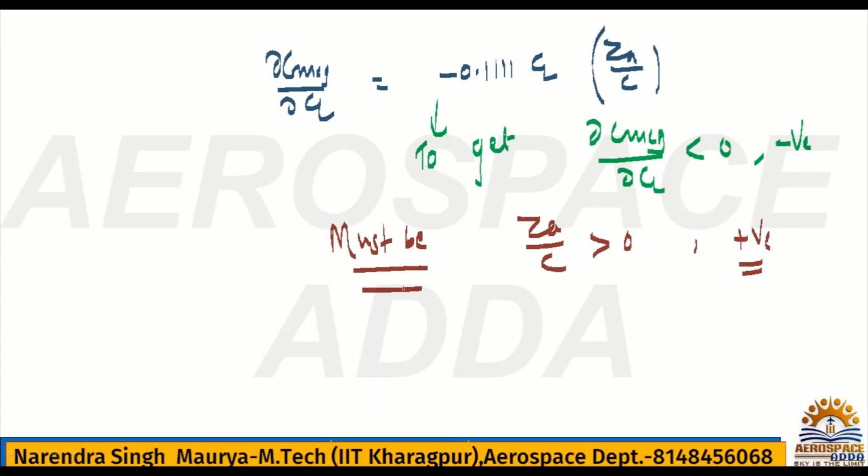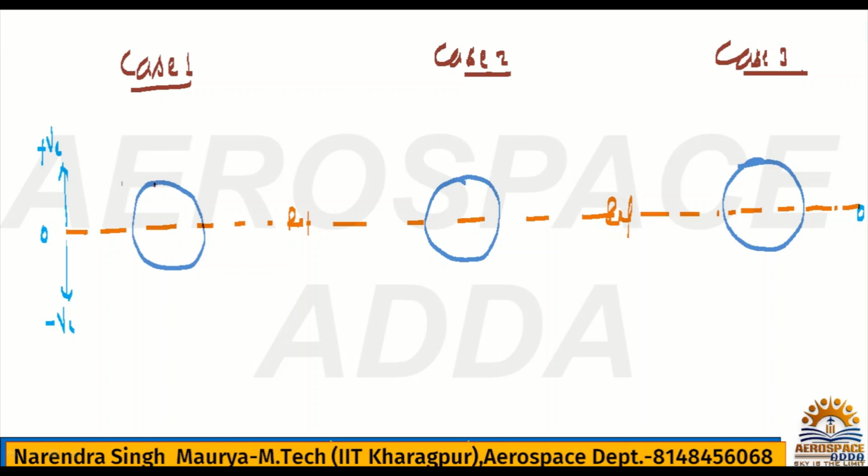Then only it will be stable, right? So what is the meaning of it? How will this ZA by C be positive? It's very simple. If you take the aerodynamic center of the main wing, here this is the aerodynamic center of the main wing. I can take something like this. If we are taking the aerodynamic center here, because the wing is here, this will be the aerodynamic center. One, you can take a wing here. If the wing is here, the aerodynamic center will be here.